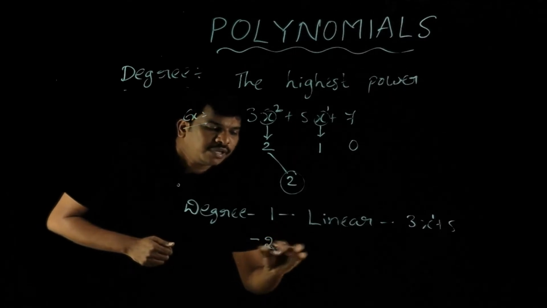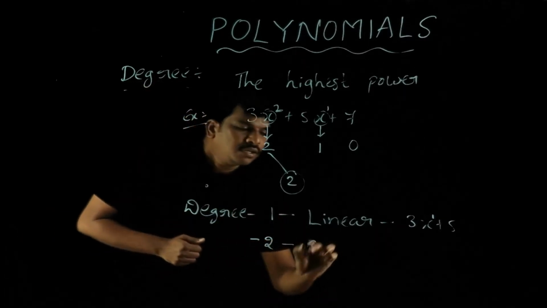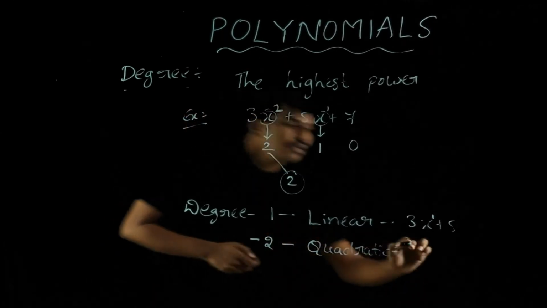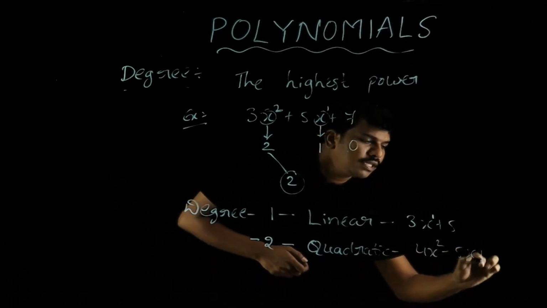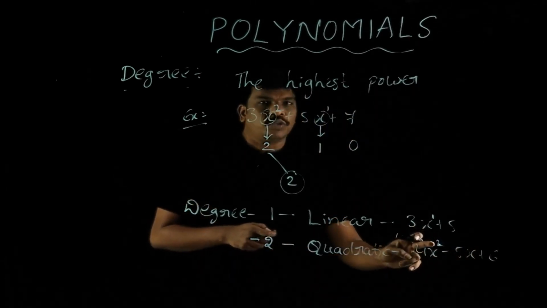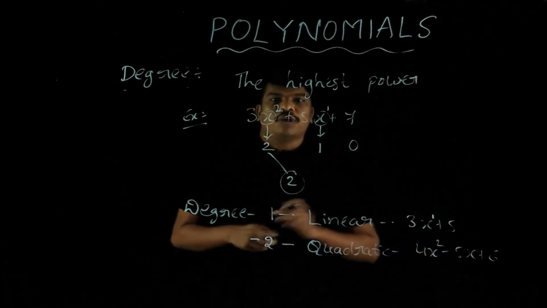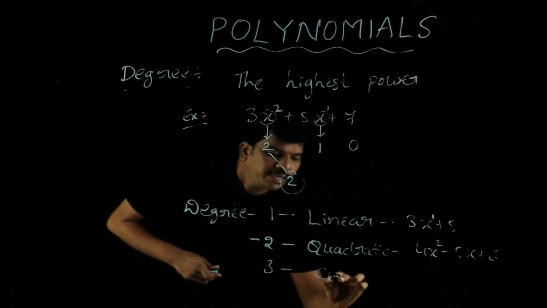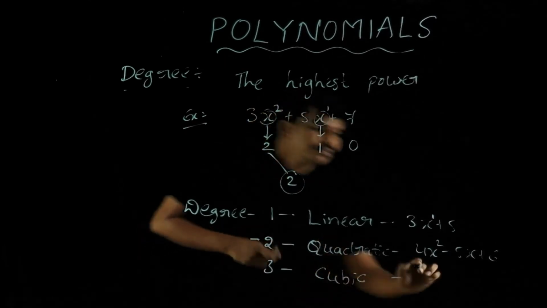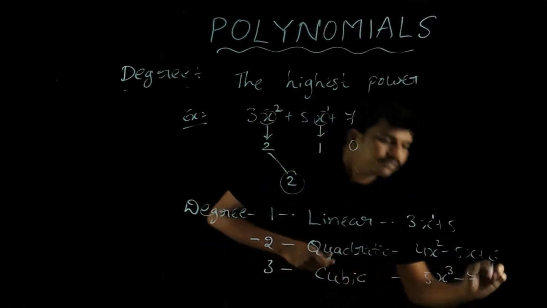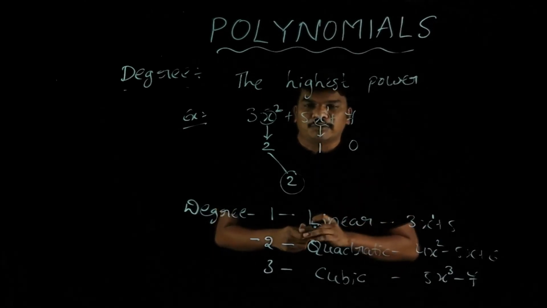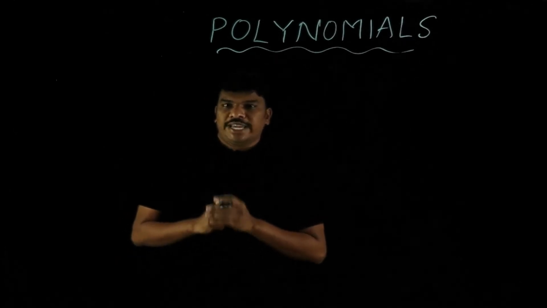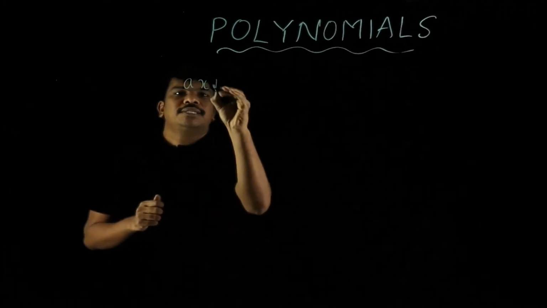Similarly, an expression of degree 2 is called a quadratic polynomial. Example, 4x square minus 5x plus 6. Here the highest power is 2. Therefore, it is called a quadratic polynomial. Similarly, a polynomial of degree 3 is called a cubic polynomial. Example, 5x cube minus 7. Here the highest power is 3, therefore it is an example for a cubic polynomial. The general form of a linear polynomial in one variable x is ax plus b.